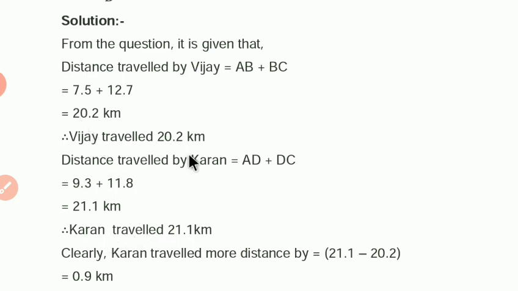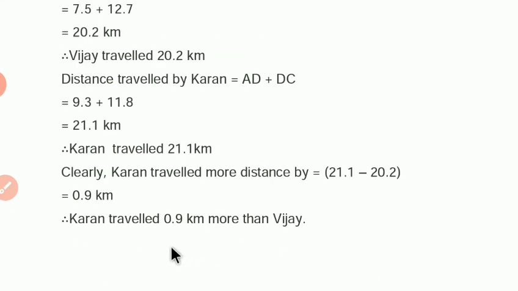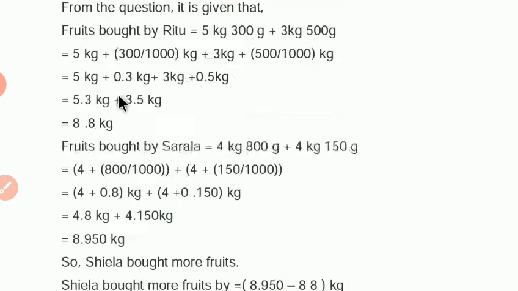Now we can compare 20.2 and 21.1 kilometer. Which is greater here? 21.1. It means Karan travelled more distance. And we have to find how much more distance he travelled than Vijay. By finding the difference between the distances we can easily find it. So 21.1 minus 20.2 is 0.9 kilometer. It means Karan travelled 0.9 kilometer more than Vijay.